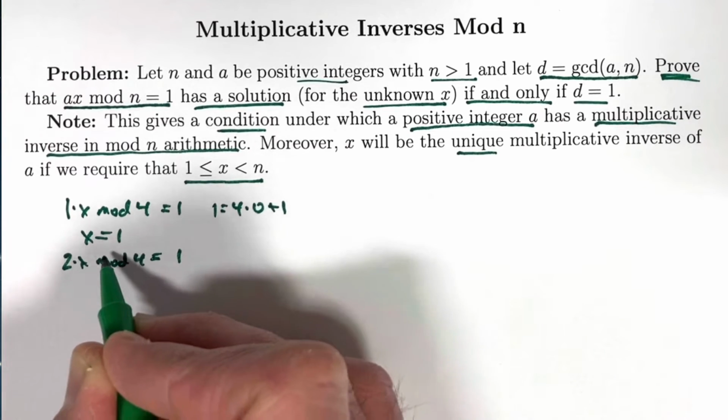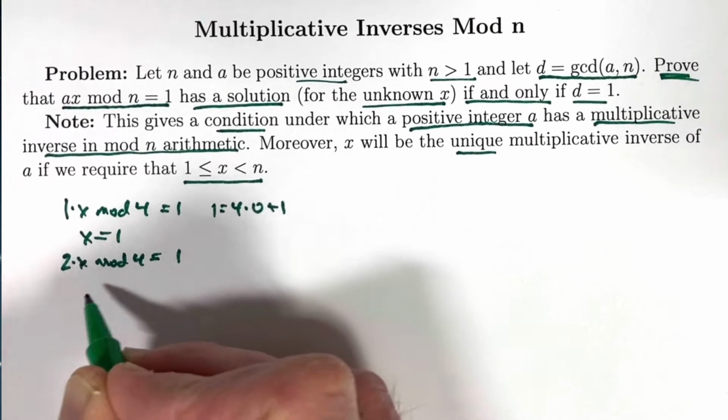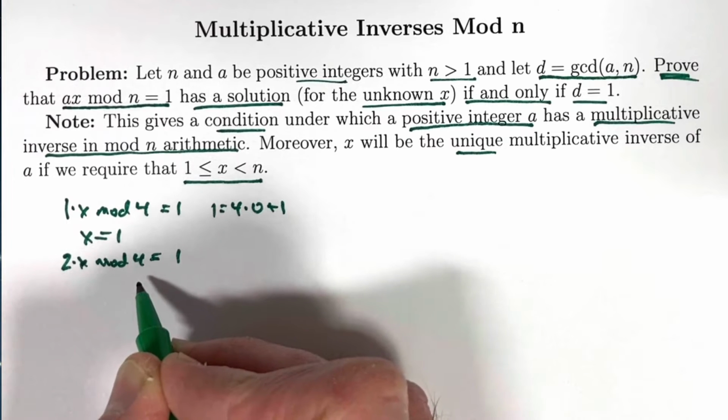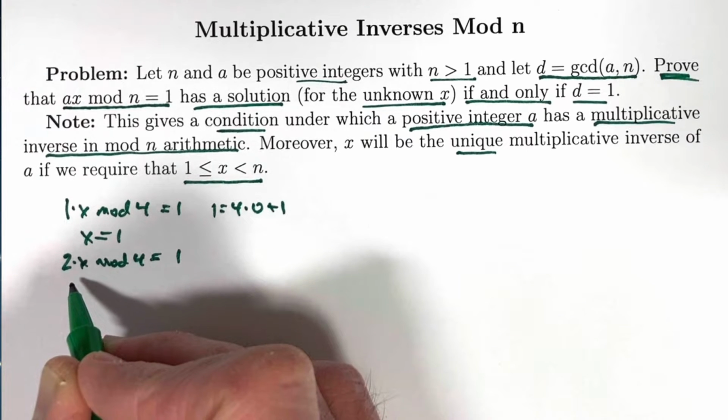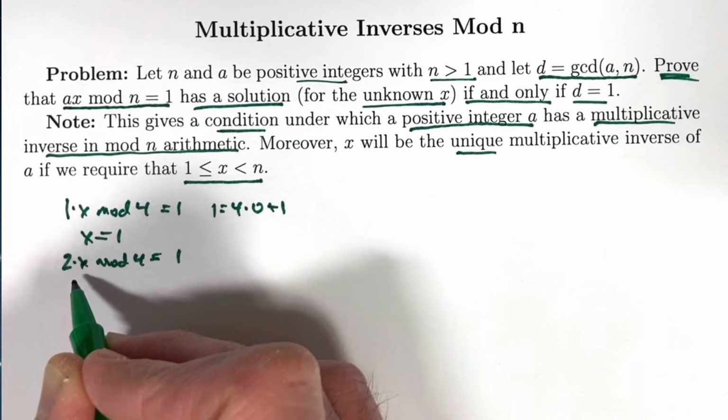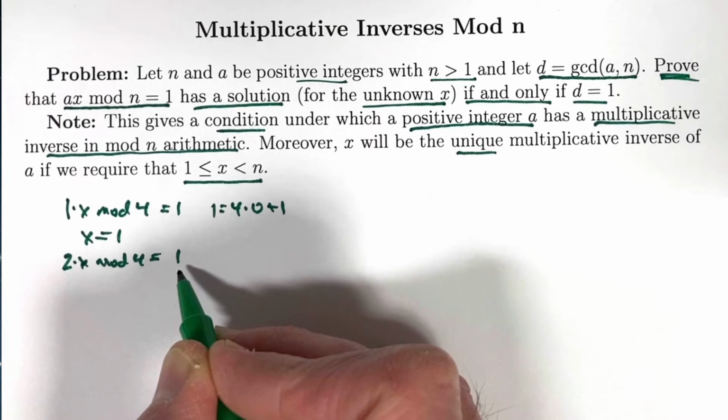How about 2 times x mod 4 equaling 1? 2 and 4 are not relatively prime. There should be no solution for x in this case. And that's true. No matter what x is, 2 times x will be an even number. When you take an even number and divide it by 4, you will not get a remainder of 1.